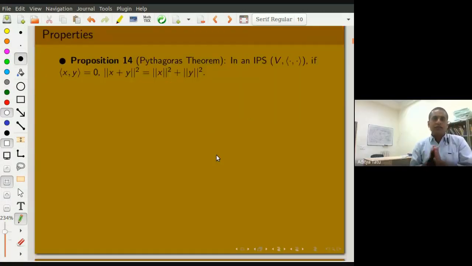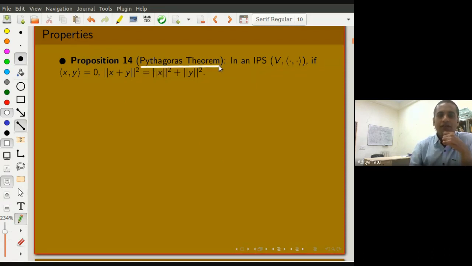Right, then let's quickly go ahead and try to derive some properties. The name of this proposition could be a little surprising for you. This is something you've studied in school, Pythagoras theorem. But in your school days, you would have studied Pythagoras theorem only in R2. We are studying the more general version, which states that in an inner product space, if two vectors are orthogonal, then the norm squared of the sum of these two vectors is equal to the sum of the norm squared of the two vectors.